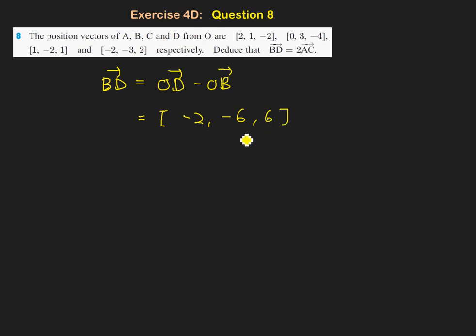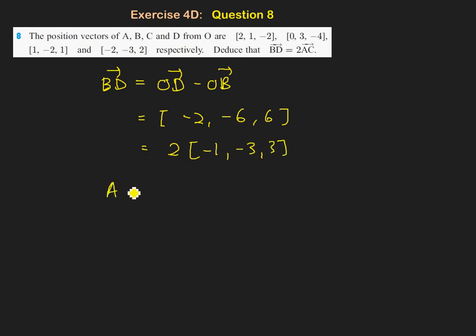Okay, and again, it's good practice to factorize if there's a common factor. You probably realize that 2 is a common factor. Take the 2, left with negative 1, negative 3, and 3. Okay, let's keep it at that first.